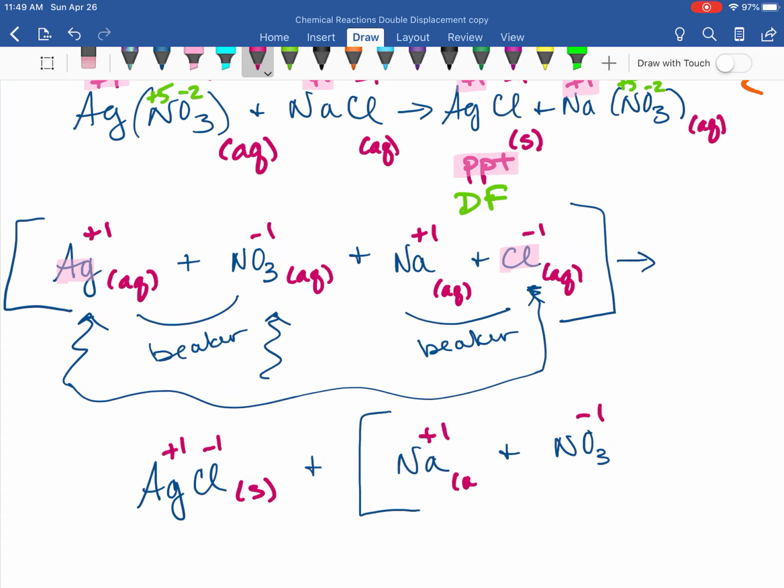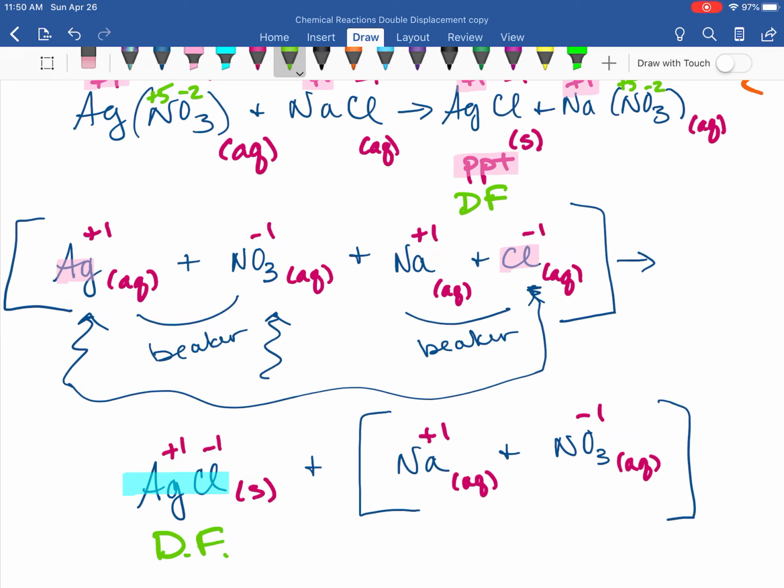So then what is still floating around in your solution? What's left behind? Well, you still have sodium and you still have nitrate. They are still free floating, and it doesn't matter if they smack into each other because they're just going to break again. That bond is going to break. Just like if a nitrate smacks into a silver, doesn't matter, that bond just breaks again because they're soluble in water.